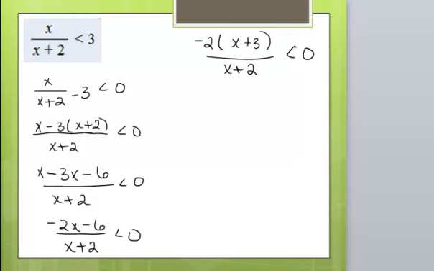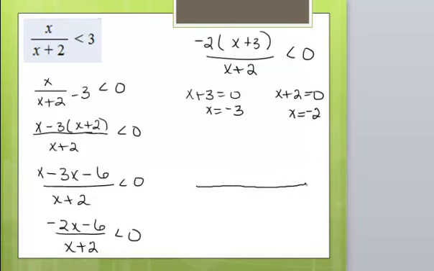Okay, nothing will reduce, so we go straight to our test points. Find where each the numerator and the denominator are equal to 0. So x plus 3 equals 0 means x equals negative 3. X plus 2 equals 0 means x equals negative 2. These will be our test points, or our endpoints rather.